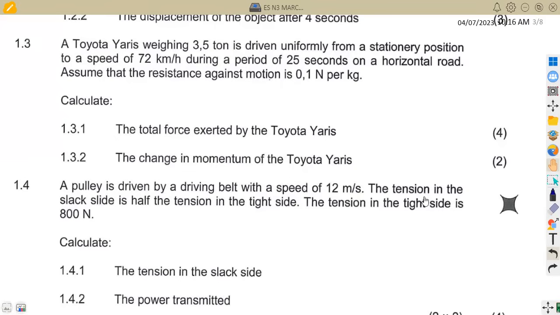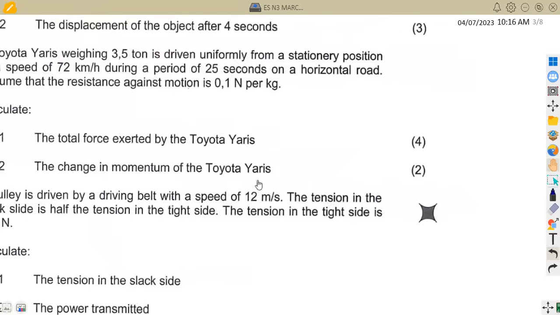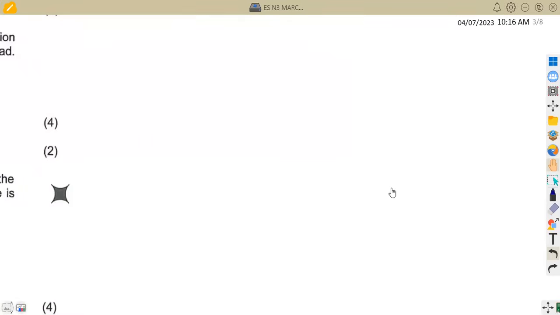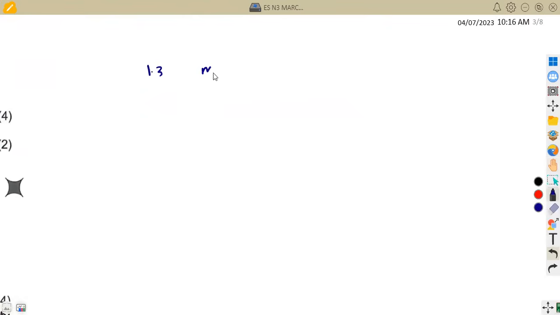Okay, let's just try to take the information. So we are given that it weighs 3.5 tons. That is the mass of the Toyota Yaris in this case. So this is question 1.3. All right, so let's just take our information. We're given the mass of the car, which is 3.5 ton. So 3.5 ton we can convert to kgs. Remember that a ton is equal to 1,000 kgs. So if we multiply 3.5 times 1,000 to convert to kgs, this is going to give us 3,500 kgs. All right, so we've got the mass in this case.